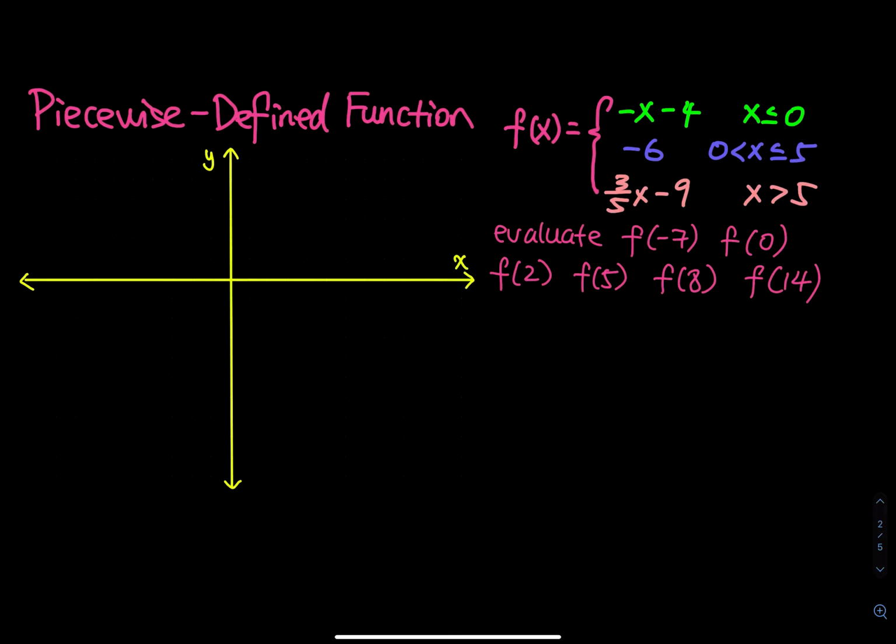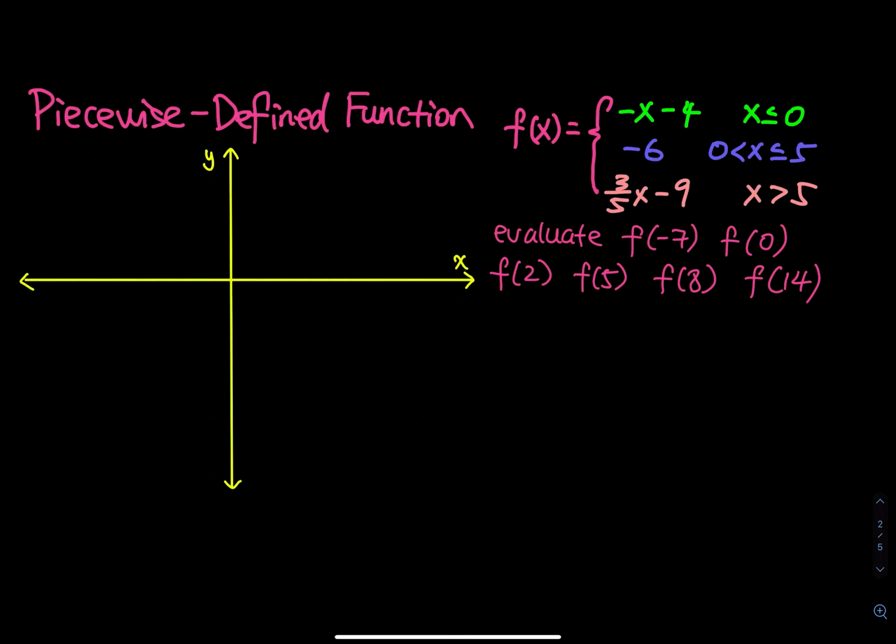This is an example of a piecewise-defined function. Usually we would just call this a piecewise function. So for a piecewise function, we have the name of the function, f of x. f of x is equal to multiple pieces. In this function, we have 3 pieces, and each piece has its own domain.